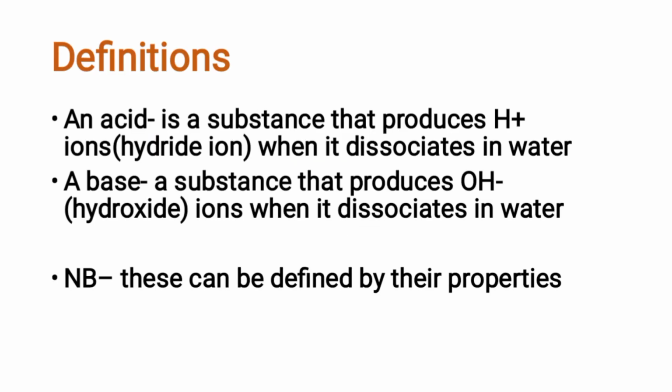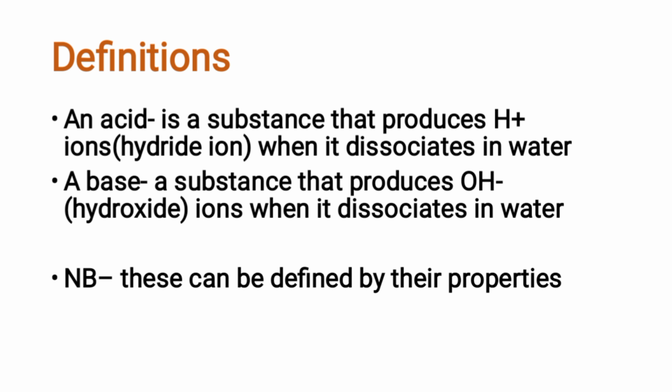On definitions, what is an acid? It is a substance that produces H plus ions when it dissociates in water. So always producing the H positives, or the hydrogen ion. That's an acid. A base is a substance which produces the OH minus ions when it dissociates in water. The OH ion is the hydroxide ion.